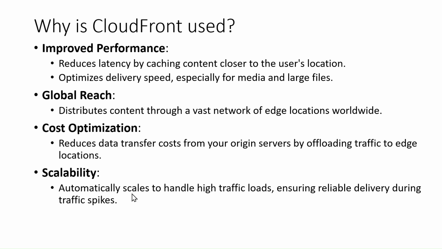So even the cost can be optimized here also. Reduce the data transfer cost from your region servers by offloading the traffic to edge locations. Since once it is cached in a nearby location, it is going to serve many people on the local network provider cost, right? And scalability: it automatically scales to handle high traffic loads, ensuring reliable delivery during traffic spikes.